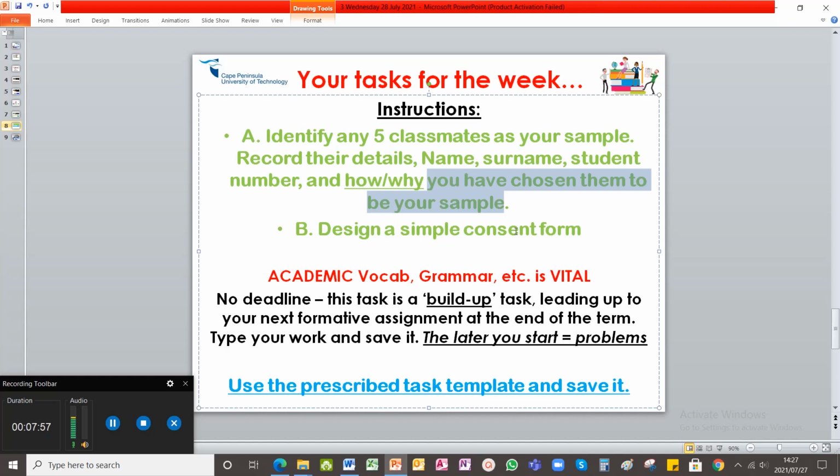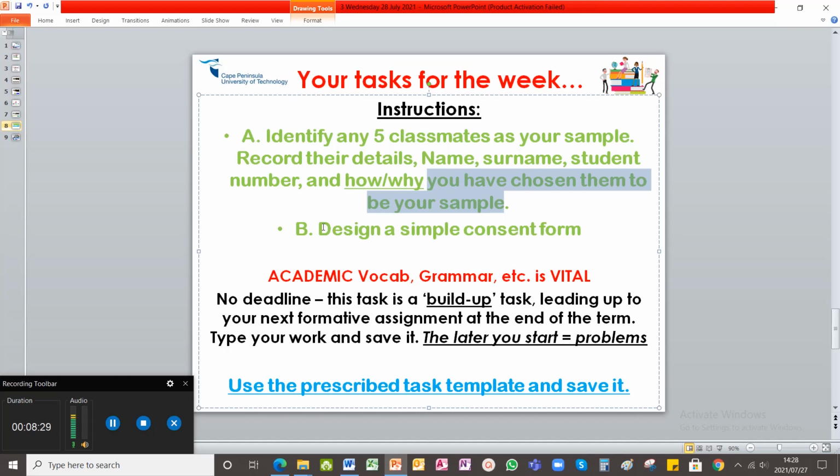Now, the question sounds easy, but you have to relate this to your research. So if you did research on, for example, bullying at schools or ICT, you will take 5 people that have the same interest as you. So that could be a reason for selecting them. They share the same research interest. So you wouldn't take somebody that has no interest in your studies, right? Because you won't get valuable information from them.